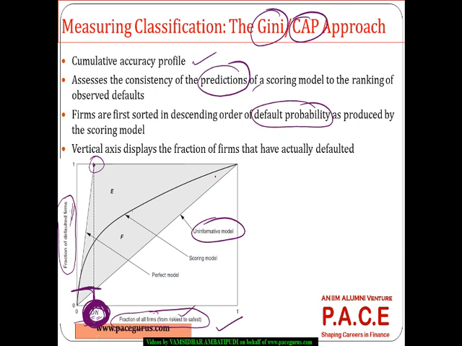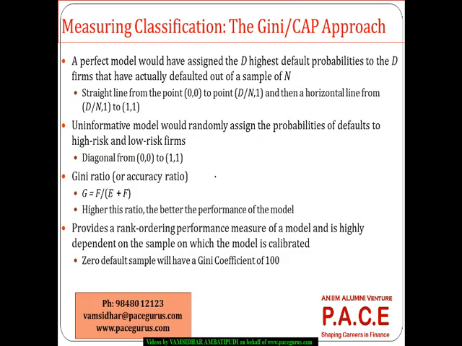Again, the steeper the curve is, the better the model is, even with the cumulative accuracy profile kind of an approach. A perfect model, again, goes from 0 to d by n. So there could be a straight line here. So it's almost the steepest that is possible. And an uninformative model is the one that follows a 45-degree line, right, which is more and more diagonal on that particular curve.